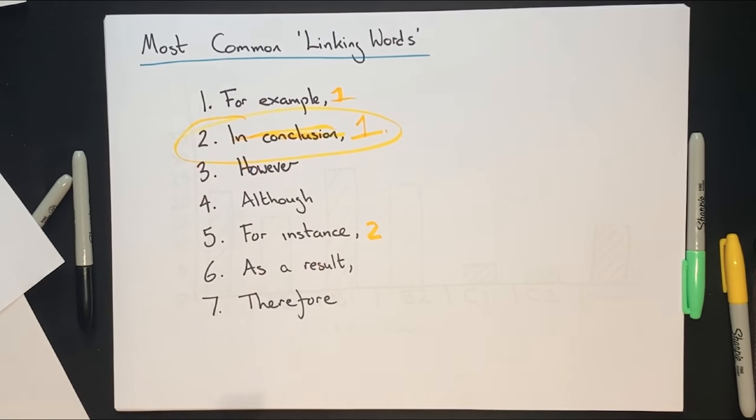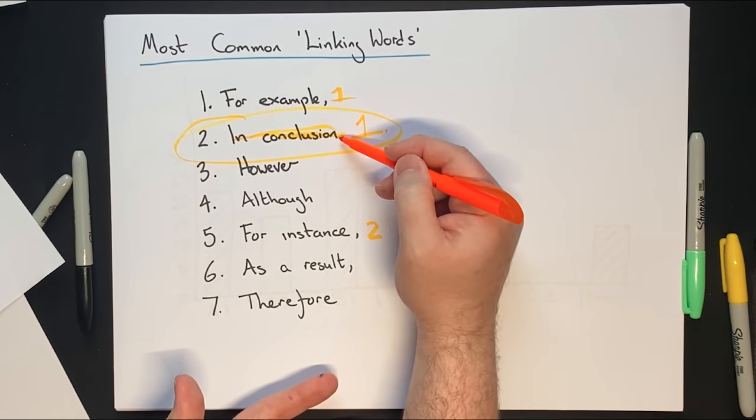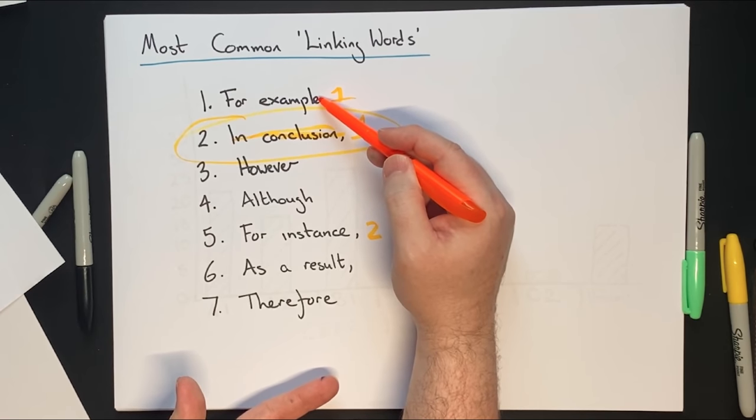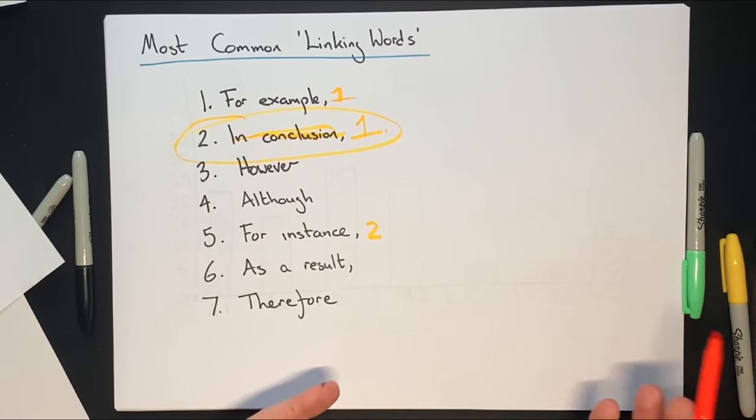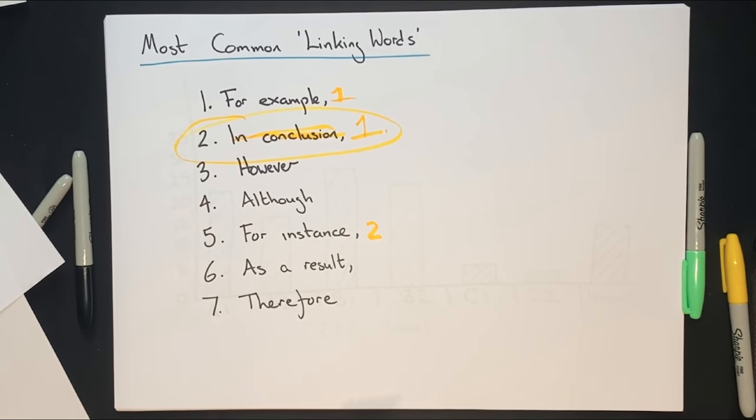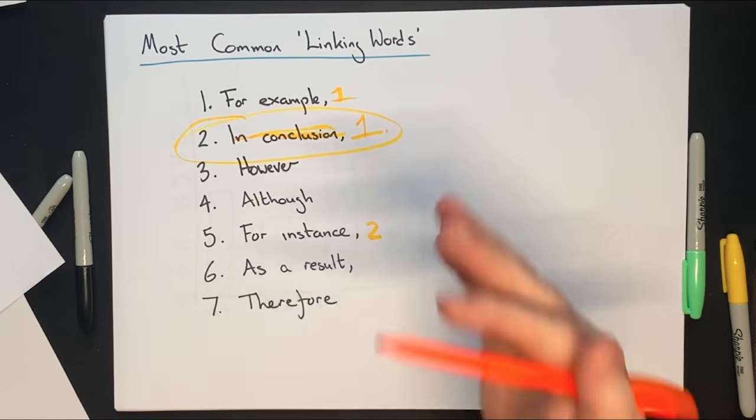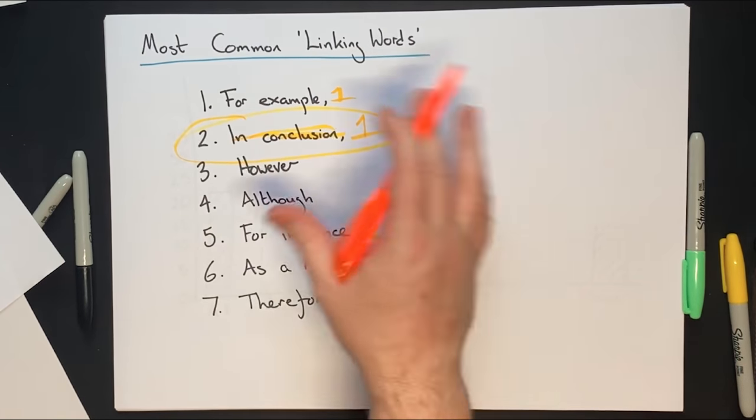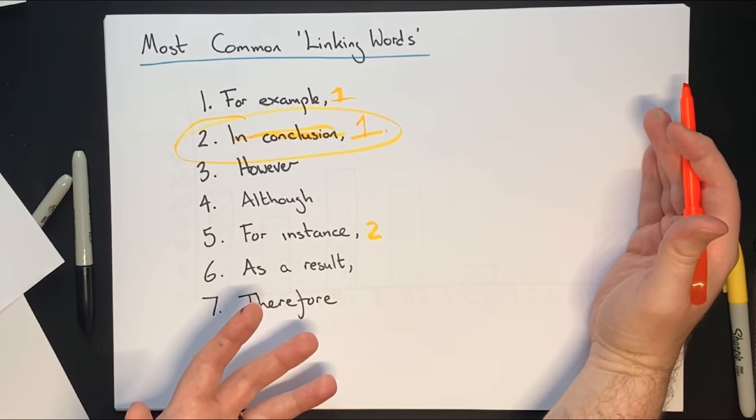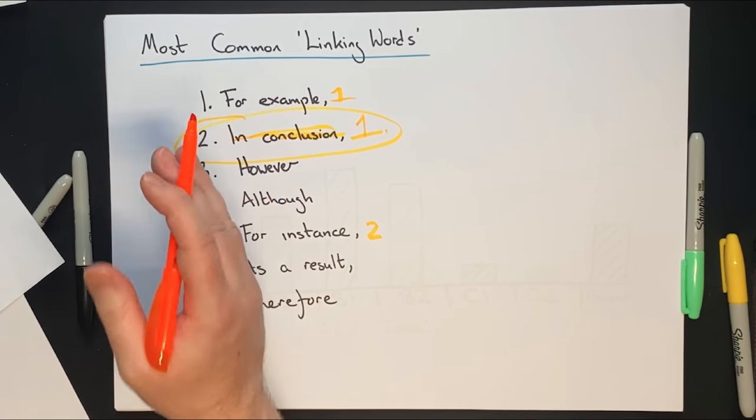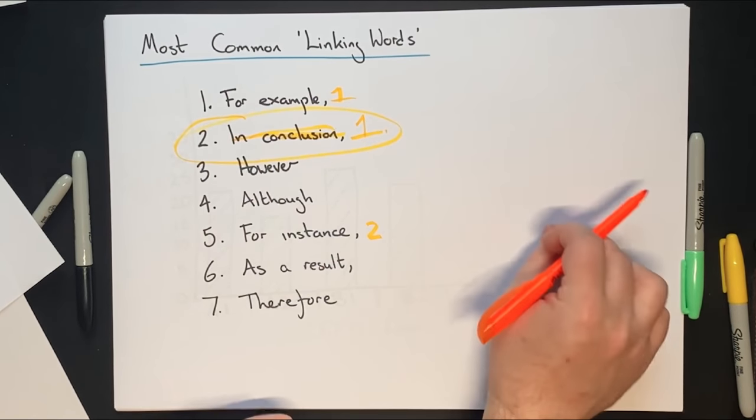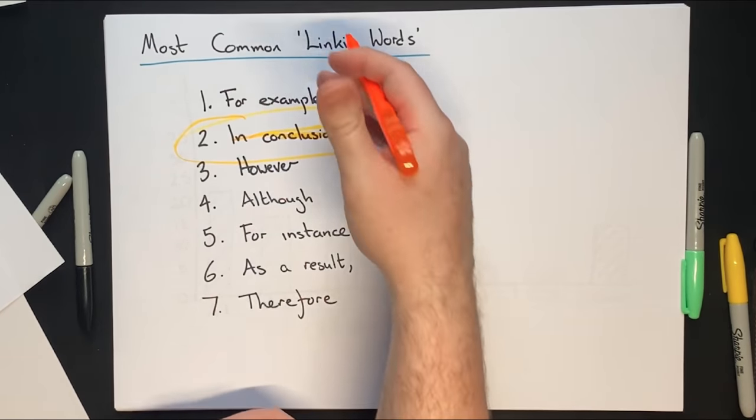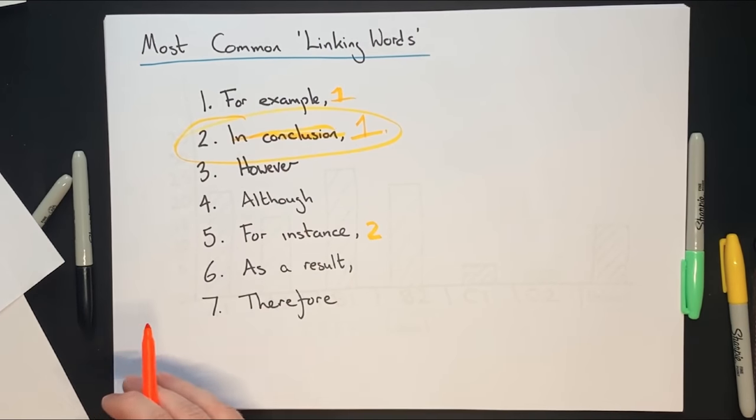And also the thing to learn here is you don't need that many. You have ways of ending your essay, you have ways of giving an example, you have however, although, as a result, therefore, you don't need much more than that. So that's why these ones came up again and again. And the other interesting thing is the band 9 students were exactly the same as the band 7 students when it comes to linking words. In fact, the band 9 students used fewer linking words than the band 7 students.